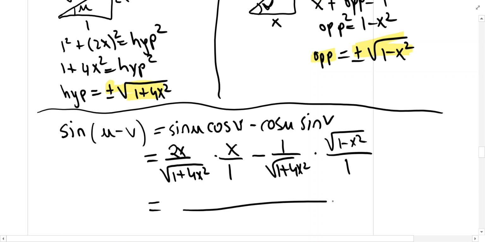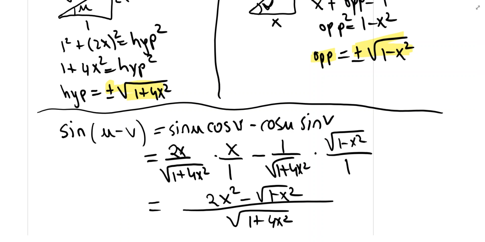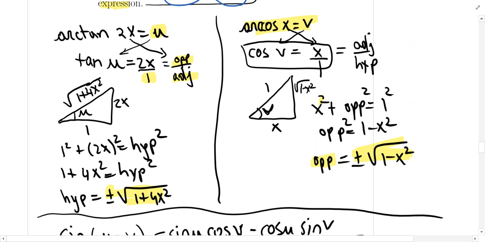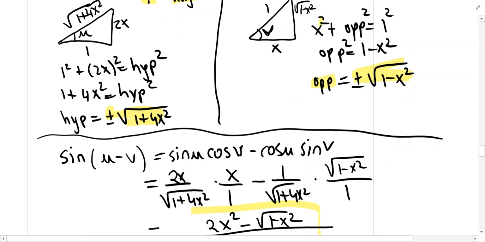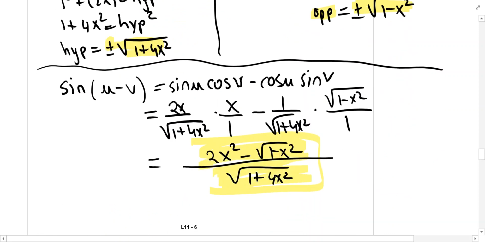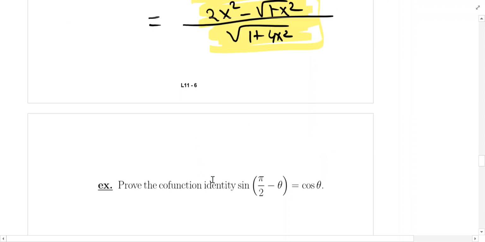So you notice that they have a common denominator of 1, square root of 1 plus 4x squared. And then at the top I have 2x times x, which is 2x squared, minus square root of 1 minus x squared. So this is it. We have written this trig expression right here as an algebraic expression. This equals that. All right.